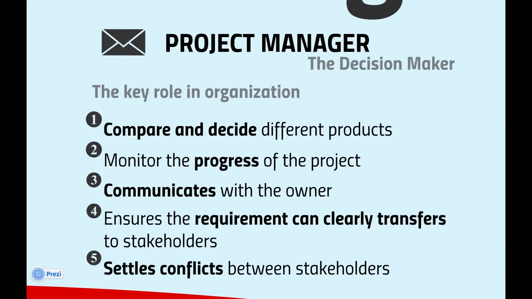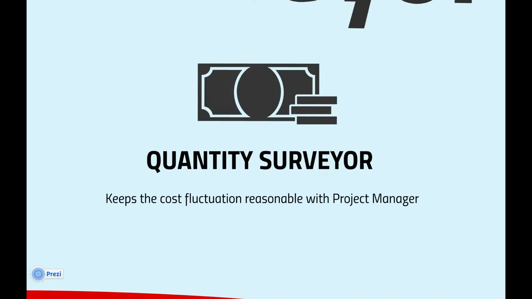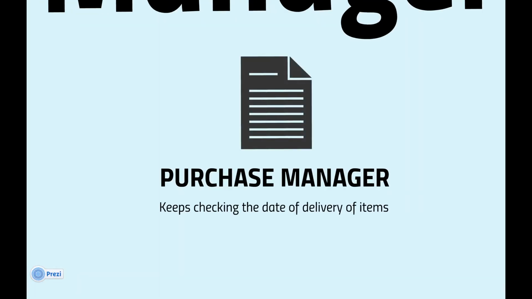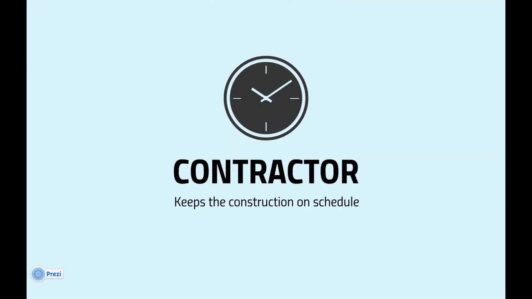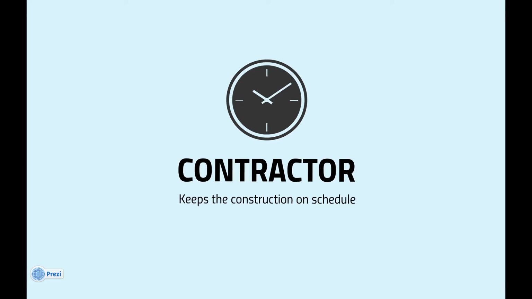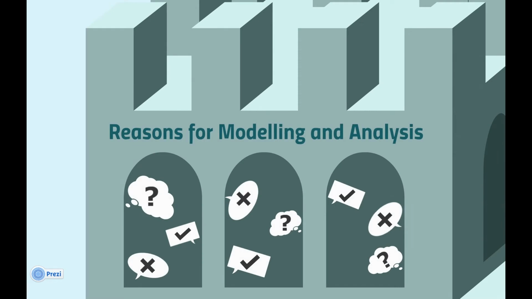The project manager, who is one of the decision makers, compares and decides different products, monitors the progress of the project, and settles conflicts between stakeholders. The quantity surveyor controls costs with the project manager, and the purchase manager looks after the date of delivery of products. And the contractor keeps the construction on schedule. Another decision maker of the project is the client. He clarifies the requirements and specifications of the project, makes a contingency plan for unpredictable events which affect the performance of the project, and informs the stakeholders of any decision made.